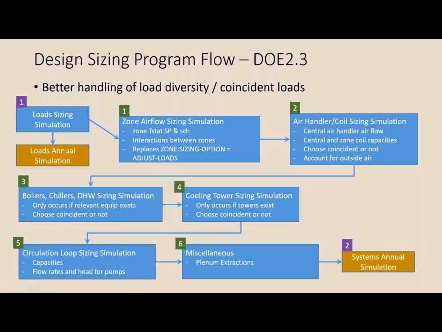The third stage is central plant, boilers, chillers, DHW. The fourth stage is cooling towers. The fifth stage is circulation loops, and then the final stage is some plenum extraction calculations that are done. So it's a much more involved process, but it can be done in a single step.